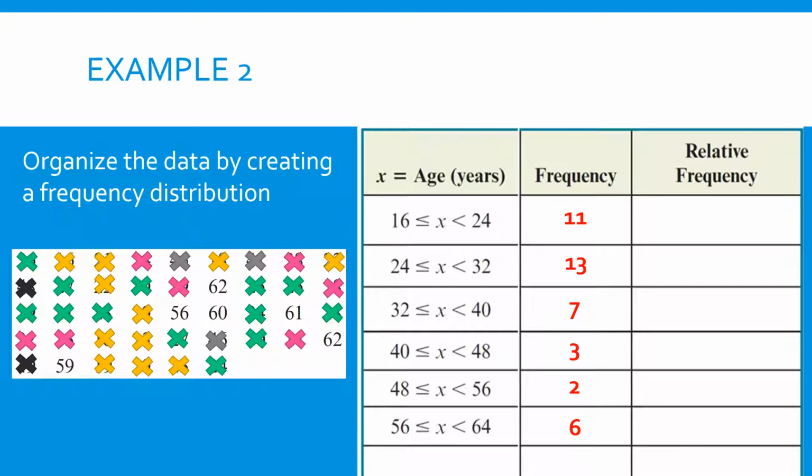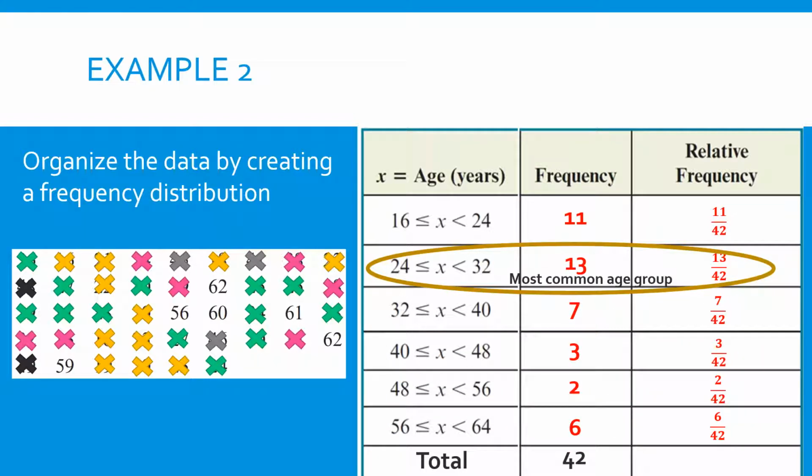Now we're going to go through and fill out our relative frequency column. If you recall from before, our total was 42. You can confirm this just by adding up the numbers that you have here. Remember, relative frequency is frequency over total. So our first row is going to be 11 over 42, 13 over 42, 7 over 42, 3 over 42, 2 over 42, and 6 over 42.